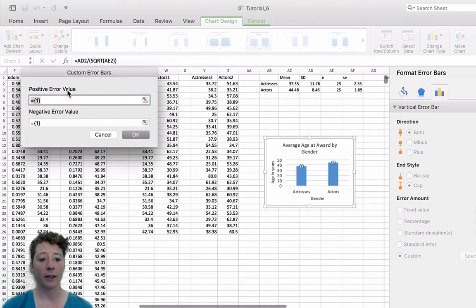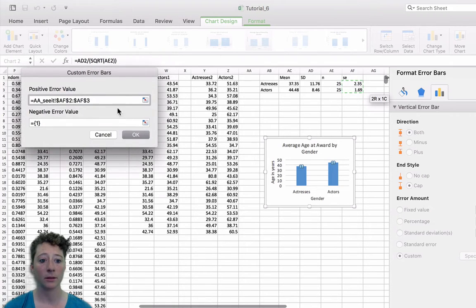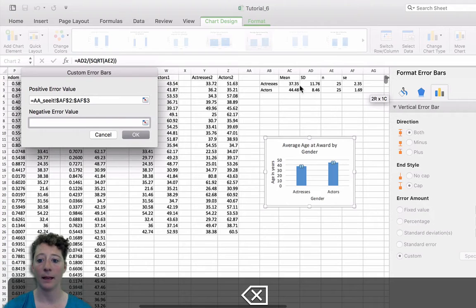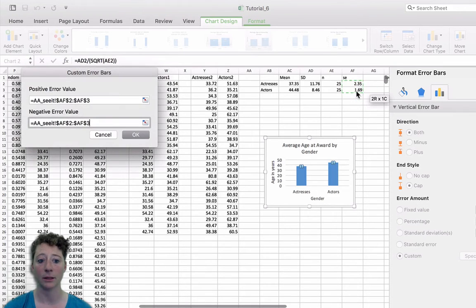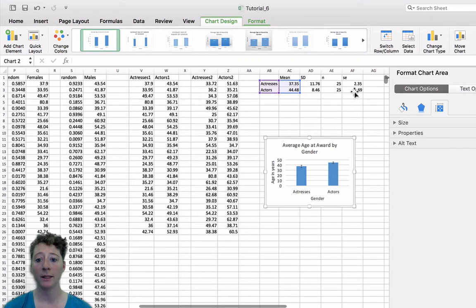So the positive error value and the negative error value should be exactly the same. The way that we calculate standard deviation and standard error is to see in both positive and negative directions around the mean how much variance is there. So to do that, we're going to grab both the actresses and the actors for the positive, and again, the actresses and the actors for the negative. Okay, those are pretty small, and as you can see, the standard error is a lot smaller than the standard deviation.